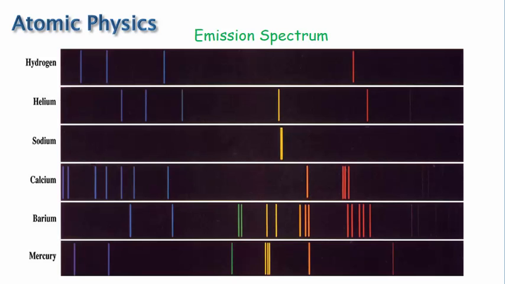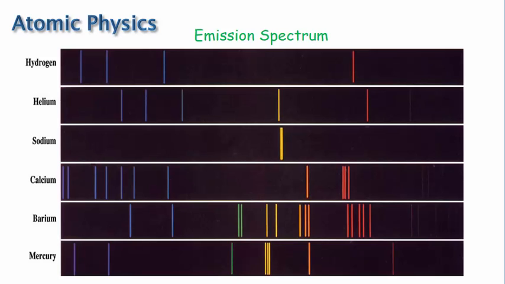The emission spectrum for each element is unique. You can see in this chart how different the emission spectra are for these 6 elements. An emission spectrum is like a fingerprint, and it's a very useful tool when identifying substances in a lab or in astronomy. The term spectroscopy refers to this method of identifying substances by their spectra.